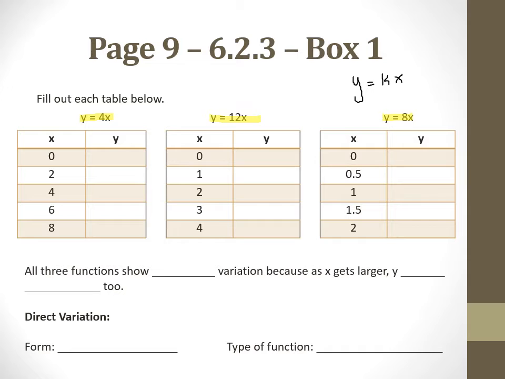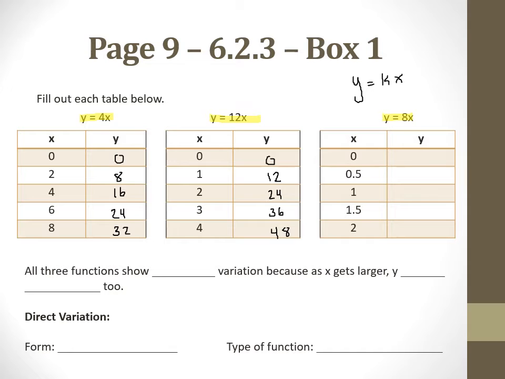So if I fill out this first chart, y equals 4x, so it's going to be y equals 4 times 0, which is 0, 4 times 2, which is 8, 4 times 4, which is 16, 4 times 6 is 24, and then 4 times 8 is 32. If I fill out the next chart, y equals 12x, 12 times 0 is 0, 12 times 1 is 12, 12 times 2 is 24, and then we have 36, and 12 times 4 is 48.